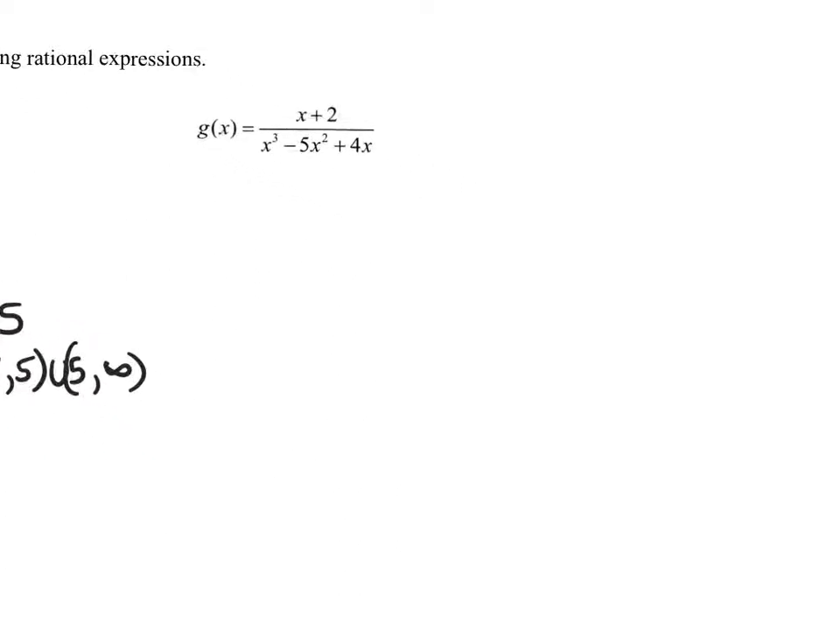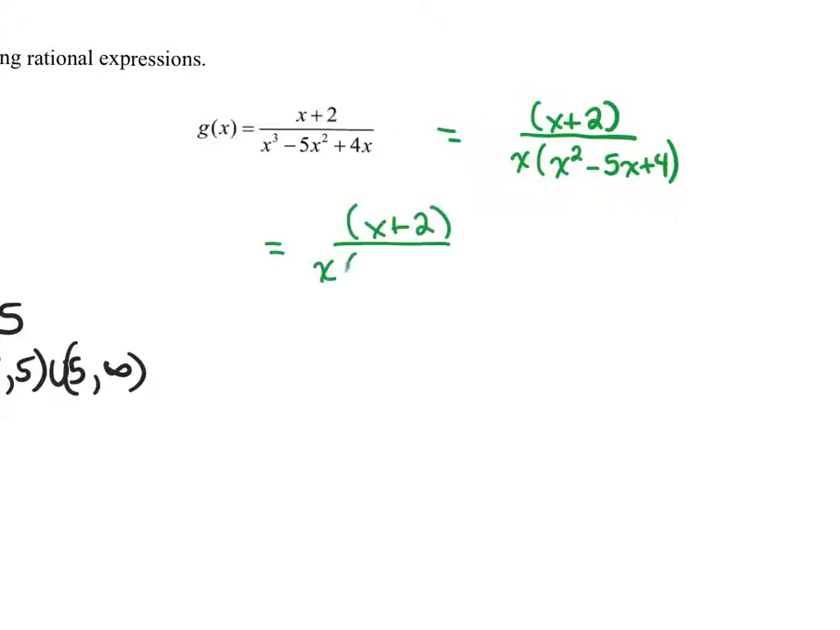So let's look at this one, same idea. We'll factor this one. The top doesn't really matter for the domain, but it's always good to include it. So I can factor out an x, leaving x squared minus 5x plus 4. And if I factor that, I have x minus 4 times x minus 1, because remember, when factoring, you're looking for two numbers that multiply to 4 and add to negative 5.